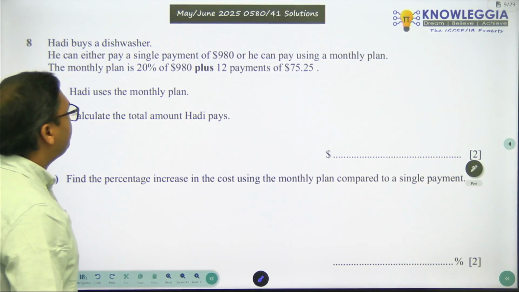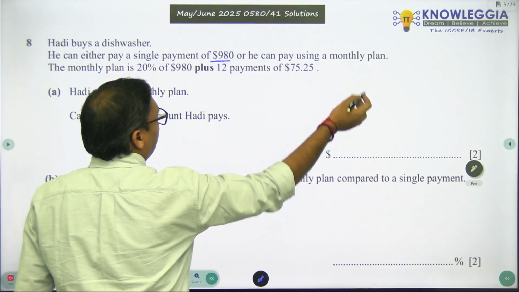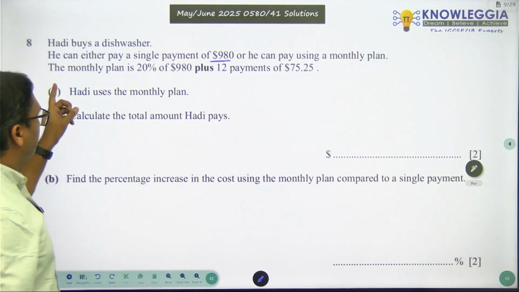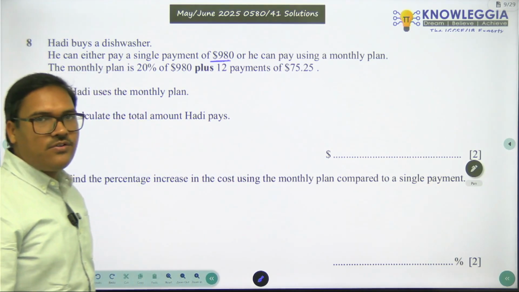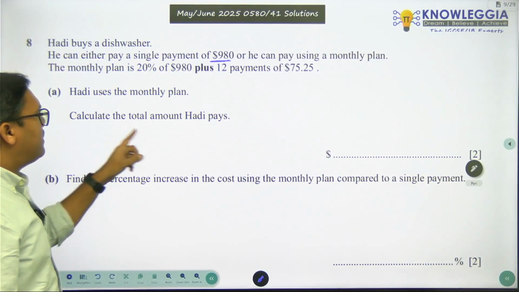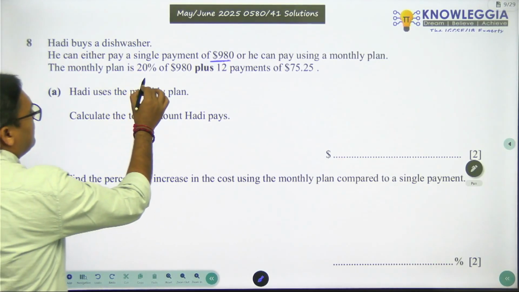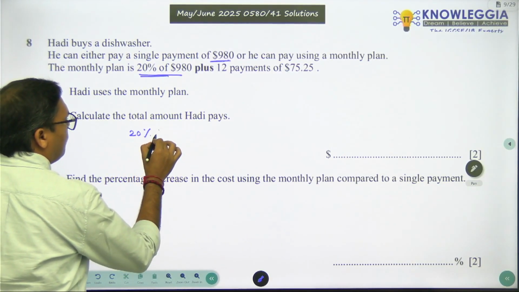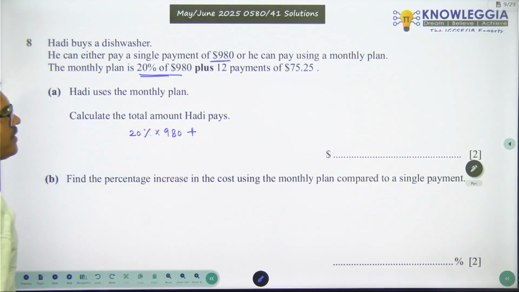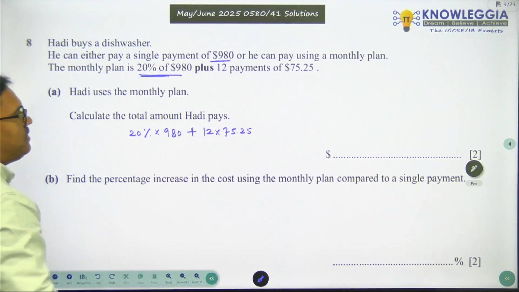Now the next question. Hadi buys a dishwasher. He can either pay in a single payment of $980 or he can pay using a monthly plan. So there are two payment options. The monthly plan is 20% of 980 plus 12 payments of $75.25. Hadi uses the monthly plan, calculate the amount Hadi pays. So the monthly plan is 20% of 980 plus the 12 payments of $75.25. So the total amount he pays is this.